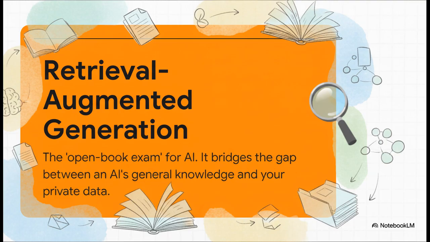Honestly, the best way to think about it is like an open book exam. The AI doesn't have to have every single fact stored in its memory. Instead, when you ask a question, it gets to look at the relevant pages, your documents, and its only job is to find the answer right there in the text. This is how RAG connects the AI's general smarts with your specific private information.